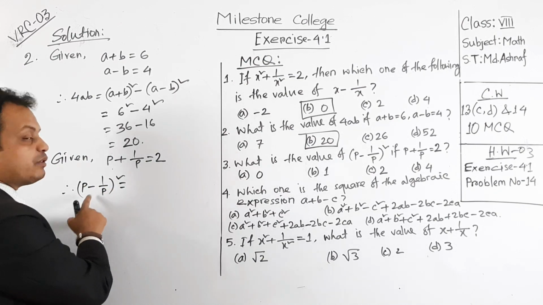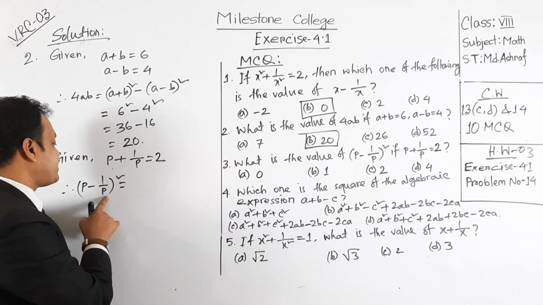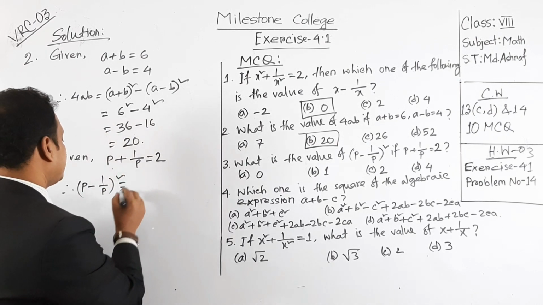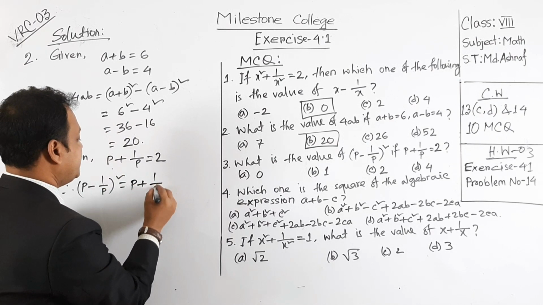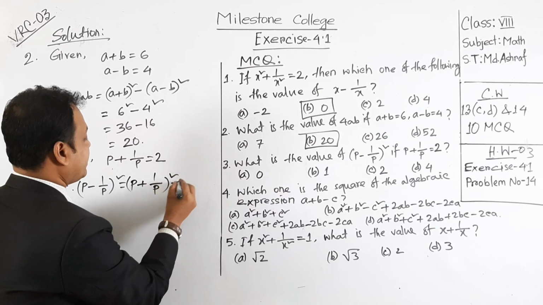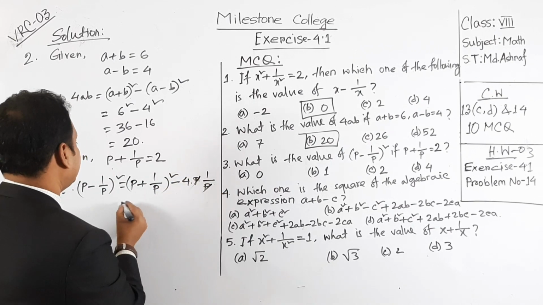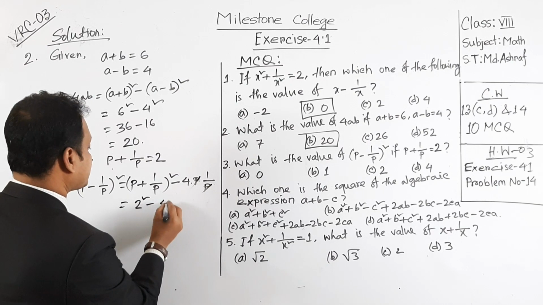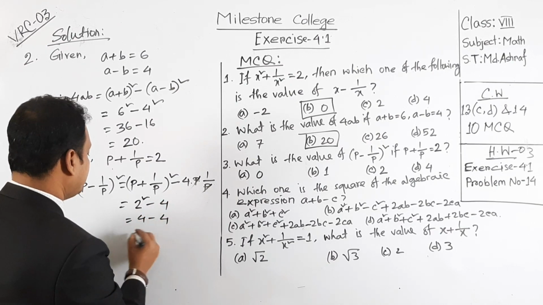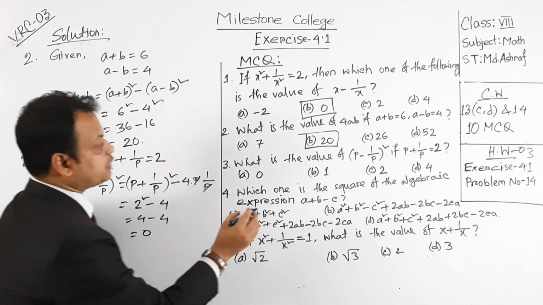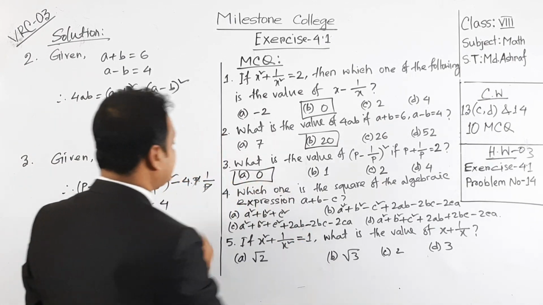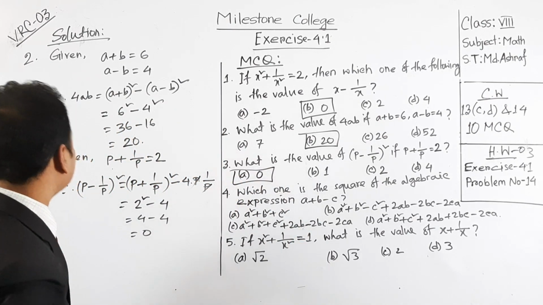So a minus b, consider p as a and 1 by p as b. Then what will we get? a minus b whole square will be a plus b whole square minus 4ab. 4ab, p will be eliminated. Then here we get 2 square minus 4. Then 4 minus 4 will give 0. So what will be the result for question 3? Option A, 0. Okay, now do the next one, question 4.